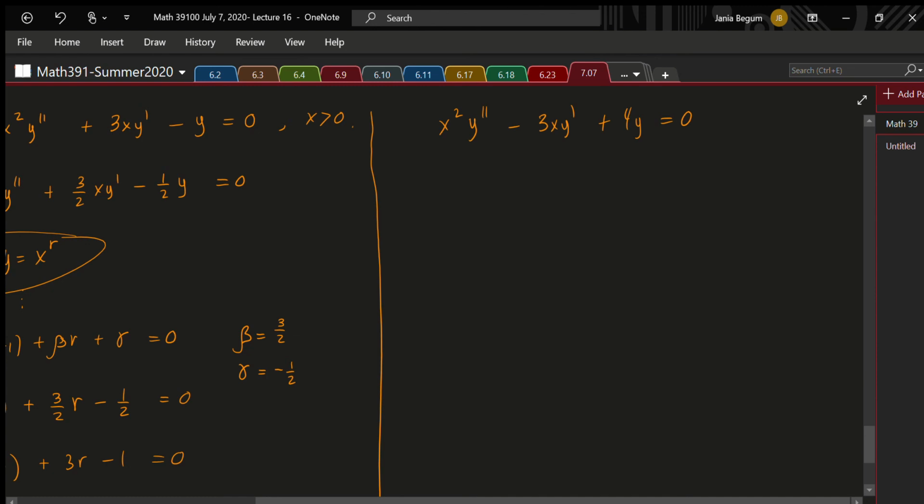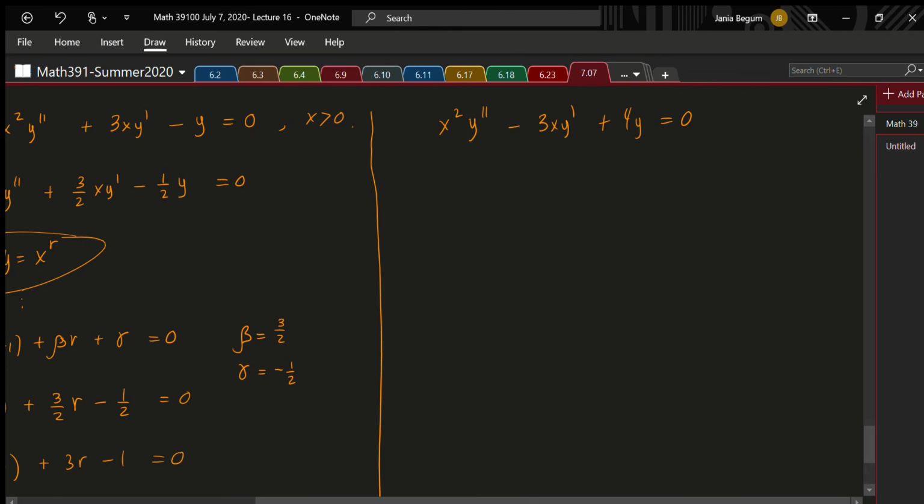Okay, so let's check this out. It's in standard form of an Euler equation. You have y double prime with x squared, you have y prime with x term, and you have y with the constant term. Exactly in the Euler form we want. So let's write out its initial equation.